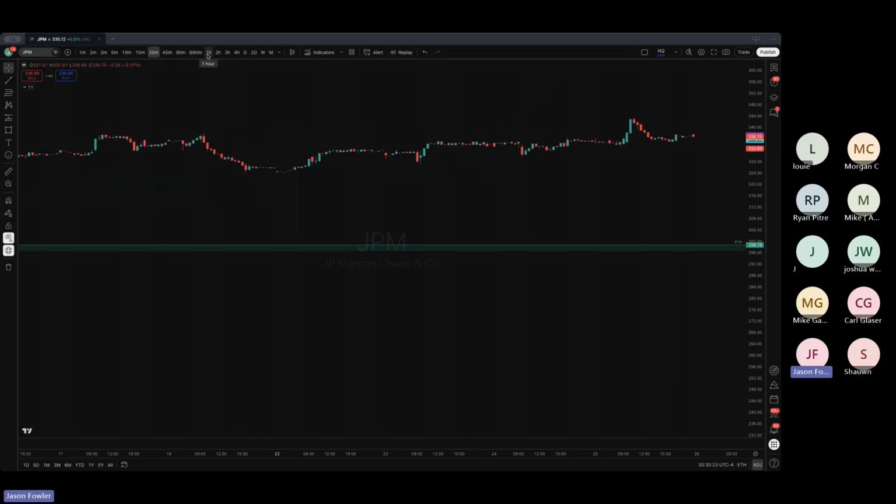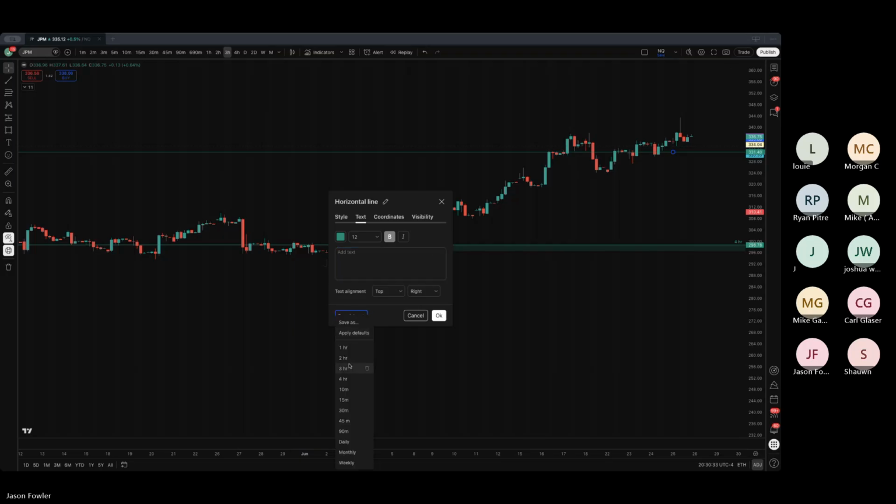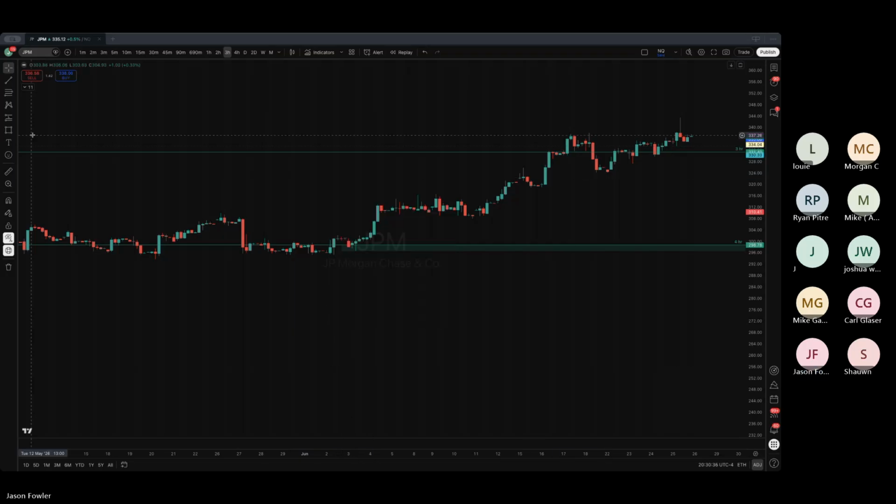Okay, so we'll go back to where we are at 3 hour. We could say this is a zone here we could look at. So here's a zone here, 3 hour. Cool. And boom. We have a zone there, 3 hour zone. That's JPM. And then you obviously have some demand.